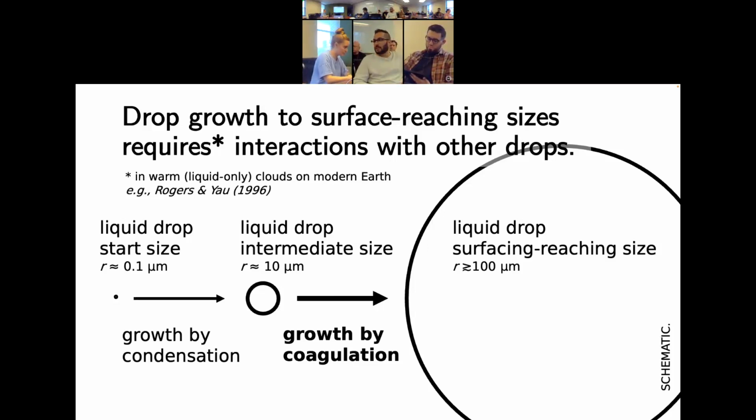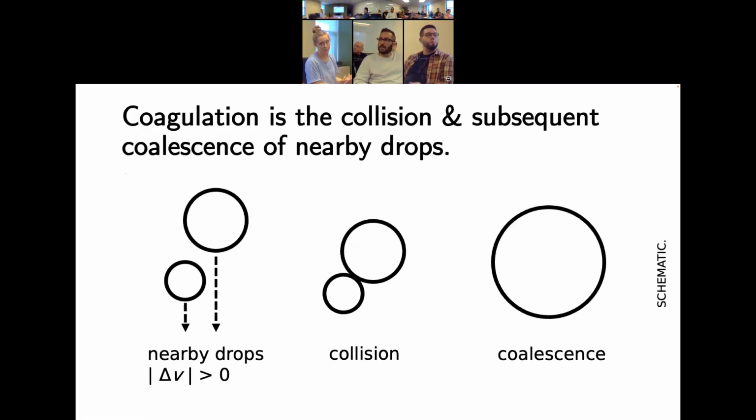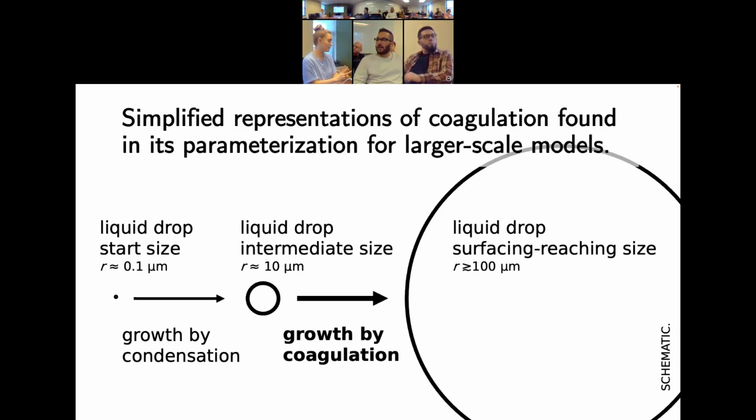And there's this key process. We can grow by condensation, but at some point the dominant growth process that takes us to these surface-reaching sizes is coagulation, which is just the collision and subsequent coalescence of nearby drops. I was looking for simplified representations of coagulation, and an obvious place to start is how it's parameterized in large scale models.